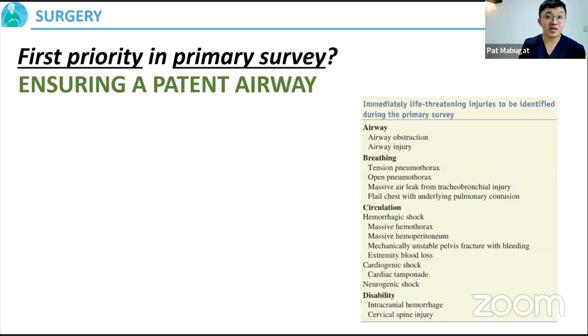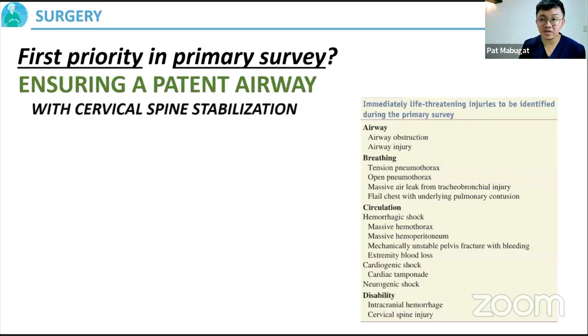No, it's not only airway, because ensuring a patent airway is not enough if the cervical spine is unstable. So you need to stabilize your cervical spine by using your collars or using specific positioning techniques to make sure that the neck does not get moved too much, especially in patients with brain trauma.